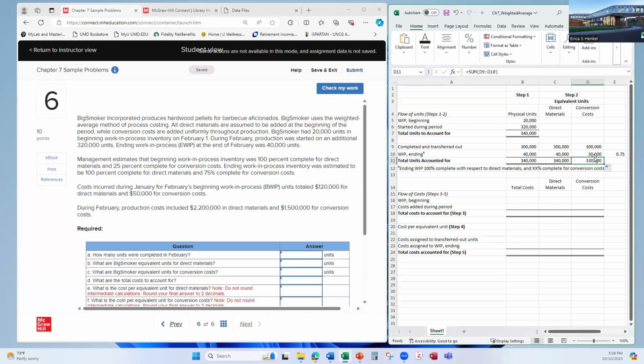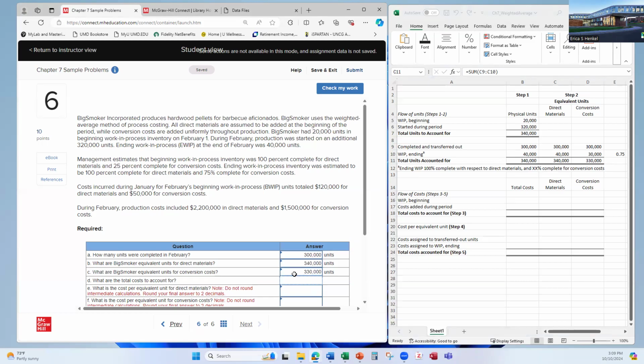Let's see here. So we already solved this one right here. 300,000 units that were started into production there. That's where that number came from. And then equivalent units for direct materials, we've got that, the 340,000, and equivalent units for conversion costs, that's the 330,000. All right, so we're partway done here.